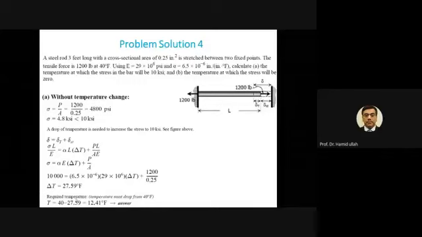And then the temperature required is basically 40. But why 40? Because this is already given. In the previous case it was different. So 40 minus this temperature change will give you the final temperature, which is equal to 12.41 degree F.